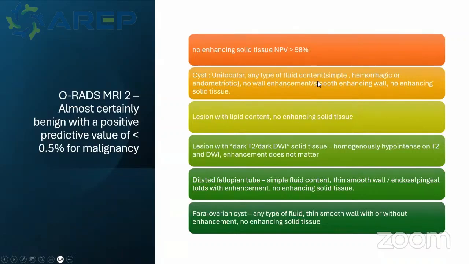If there is wall enhancement, then the cyst fluid should be either simple or hemorrhagic or endometriotic. And a lesion with lipid content, but no enhancing solid tissue. A solid lesion with dark T2 and dark DWI signal, so it should be homogeneously hypointense on T2 and DWI, and enhancement does not matter in this category. A dilated fallopian tube, which is a simple hydrosalpinx, and a parovarian cyst.